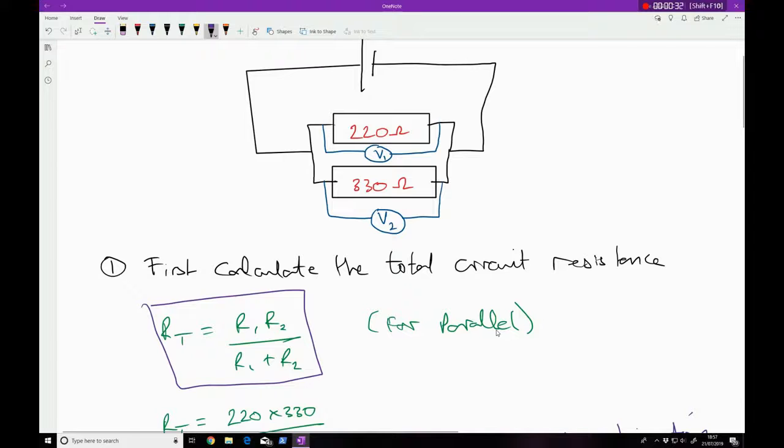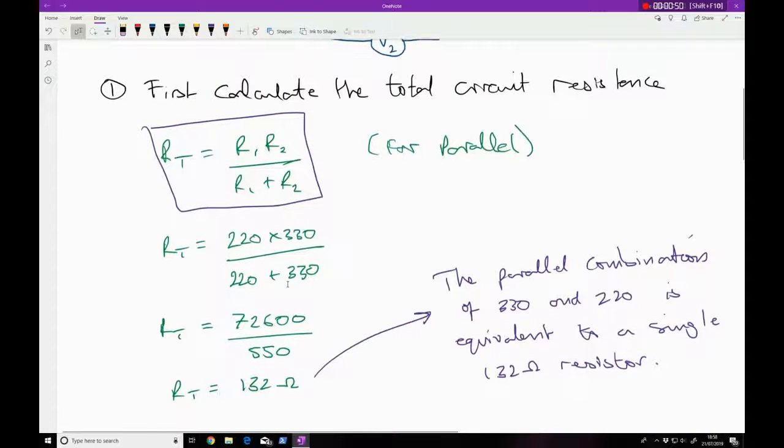RT equals R1 times R2 over R1 plus R2 for parallel combinations. And you can do this with as many as you want, although the expression won't quite be the same. This expression is specifically for two resistors in parallel. For three resistors, it becomes a bit more complex. We add in the numbers and we get a total circuit resistance of 132 ohms.